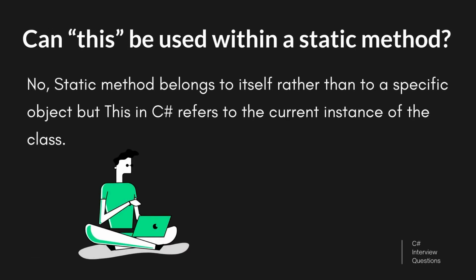Next question. Can this be used within a static method? No. The static method belongs to itself rather than to a specific object, and the this keyword in C# refers to the current instance of the class.